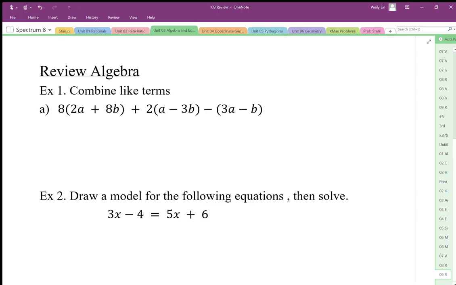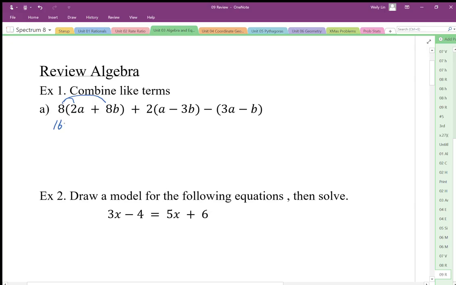So when we talk about algebraic terms, we want to be able to group terms that are exactly the same. So we're going to combine like terms. To do that, we need to figure out how many pieces we have of each. These brackets represent groups of things. So 8 groups means we have to distribute that 8 groups into the brackets.